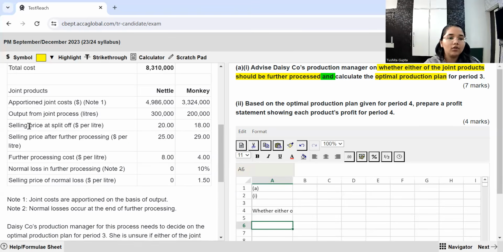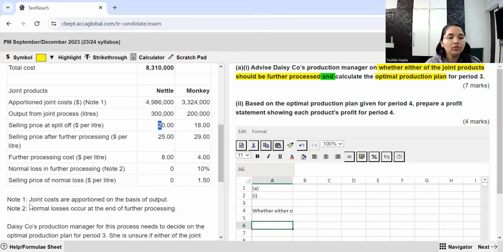Now we are also told this will be the selling price at the split off. At the split off means at the separation. So when the joint process ends, 20 is the selling price of Nettle and 18 is the selling price of Monkey. And if we process these products further, Nettle will be sold for 25 and Monkey Plus will be sold for $29. And the further processing cost is also given, $8 and $4 respectively for both. And we also have a normal loss in case of Monkey, which is 10%.